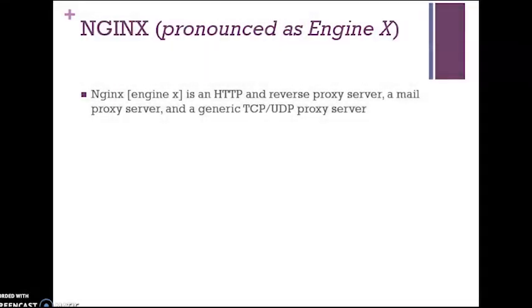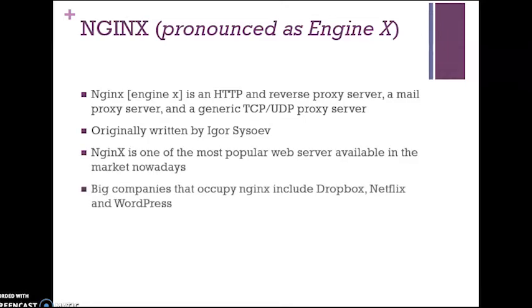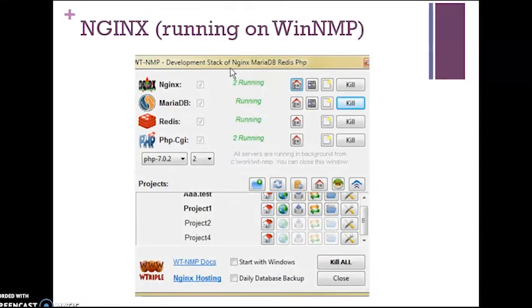The second type of web server that I want to discuss in this chapter is Nginx. Nginx is a very popular web server. It has been used by many web services for a lot of jobs such as proxy server, mail server, and so on. It was originally written by a person named Igor Sysoev and is used by many big companies such as Dropbox, Netflix, and WordPress. If you install WinNMP inside your system, you can get Nginx, and this is a snapshot of Nginx running inside the computer.